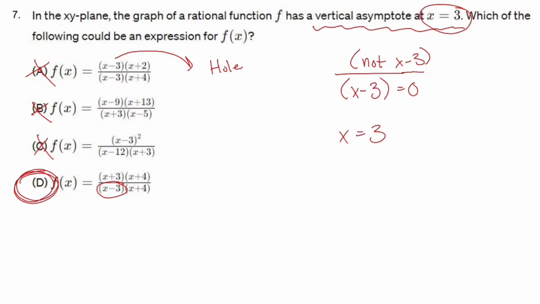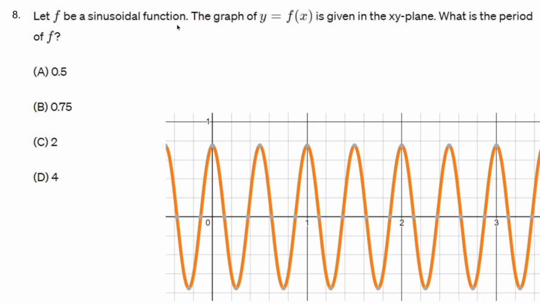Hope this helps. Let f be a sinusoidal function. The graph of y equals f of x is given in the xy plane.